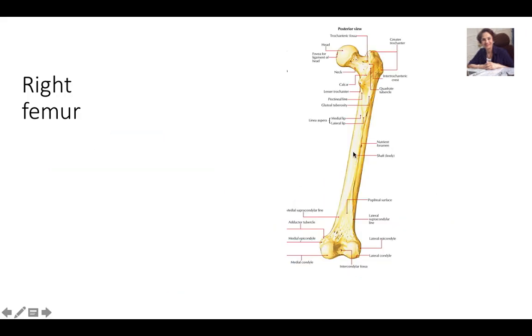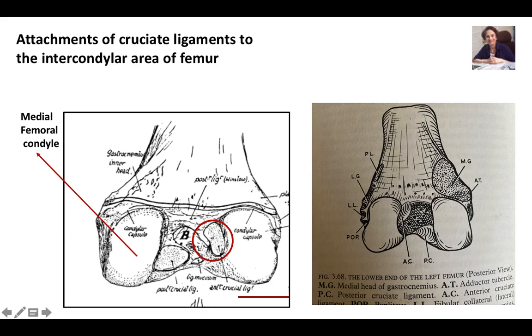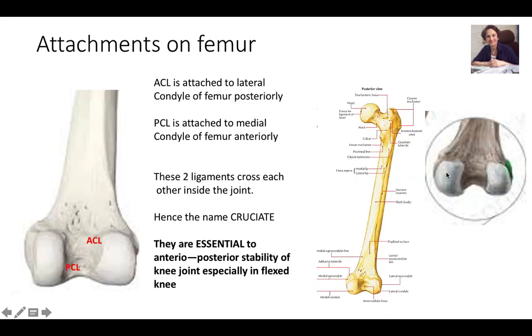So now the femoral attachment. This is right femur, posterior surface. This is the lower end, this is a medial condyle, and that is a lateral condyle, and this area is called intercondylar area. So the cruciate ligaments are attached to the intercondylar area of the lower end of the femur. Here you can see this diagram slightly enlarged lower end. This is the medial condyle, that is a lateral condyle, and now this is the intercondylar area. And here you can see the same thing.